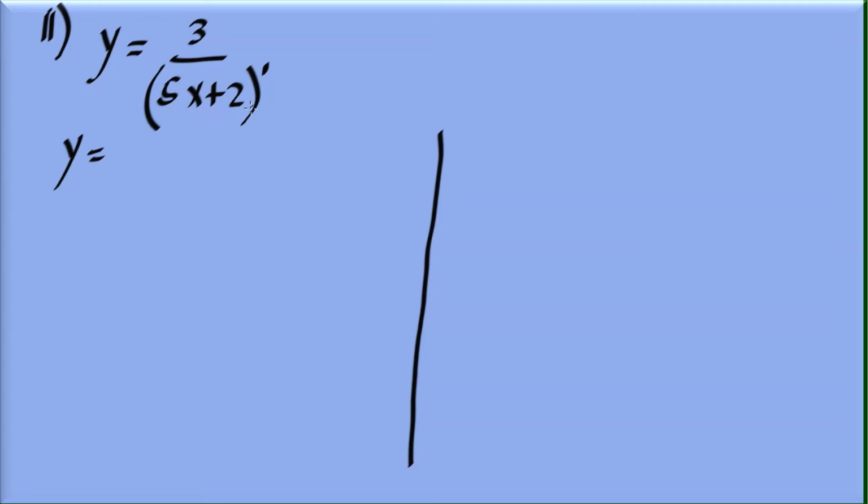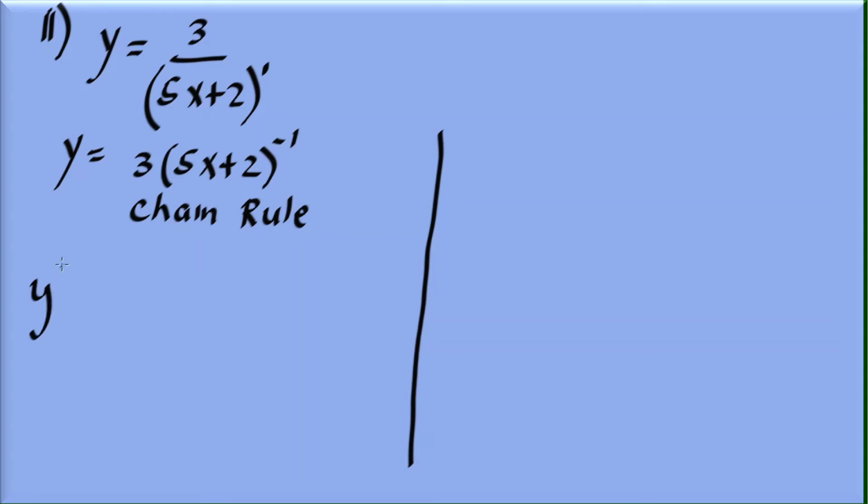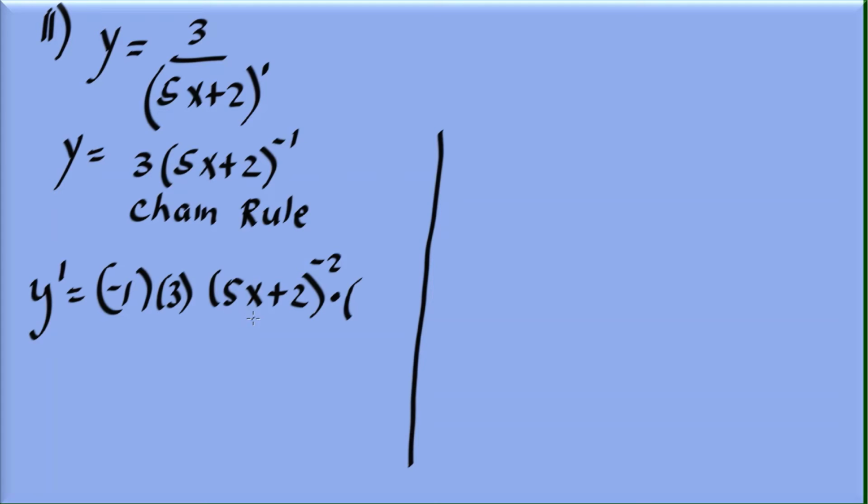So this 5x plus 2 is raised to the first power. So when you bring this up, it becomes 5x plus 2 to the negative 1. Okay, so now we have to use a chain rule. So this is now a chain rule question. So the derivative will be negative 1 times 3, multiplied by 5x plus 2 raised to the negative 1 minus 1, which is negative 2, and then multiply this by the derivative of this 5x plus 2, which is 5, okay? And then go ahead and simplify.